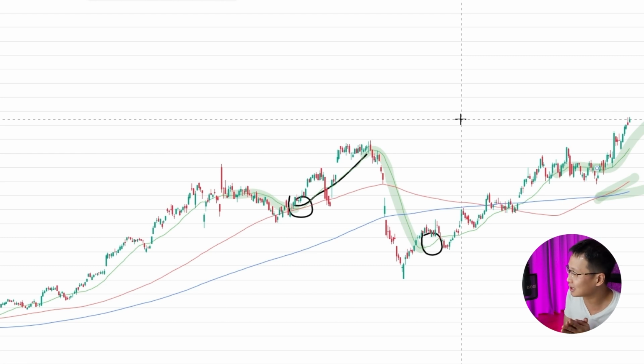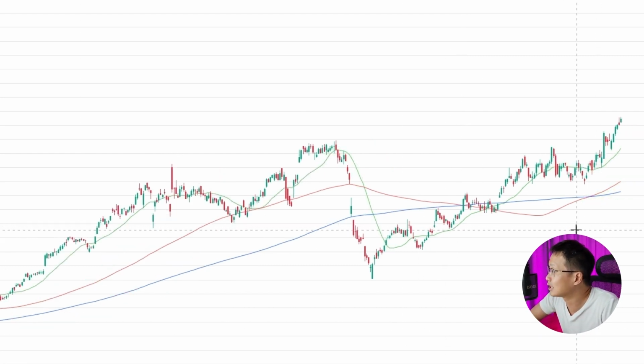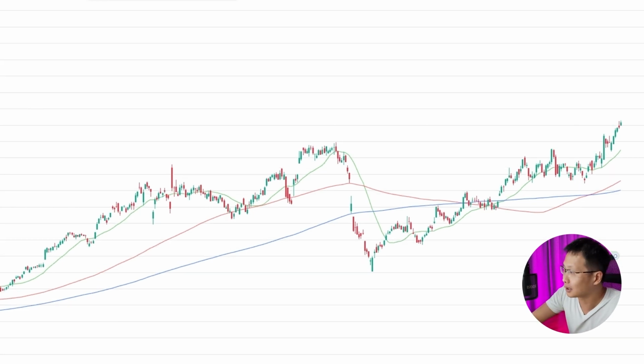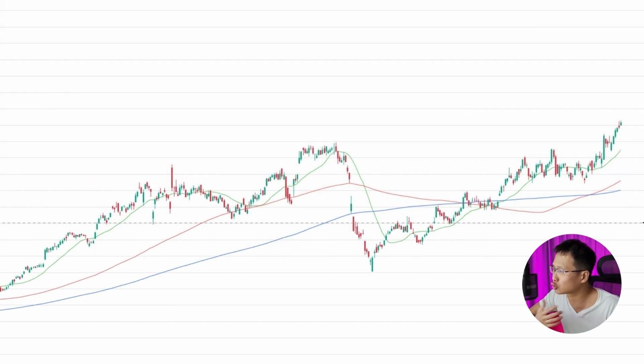Step 3, what exactly is step 3? Well, let me just remove all the drawings right over here. Step 3 would be simply looking at what we call the horizontal support and resistance. Most of the time, we want to try to time our entry near a horizontal support and resistance level, so it gives us an idea of where exactly the buying and selling pressure is happening.